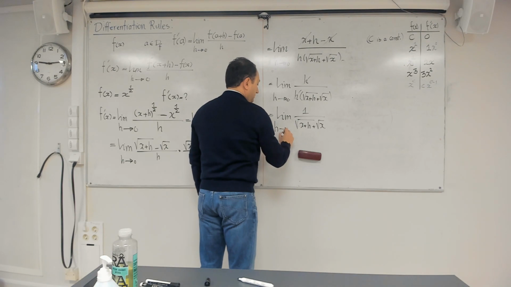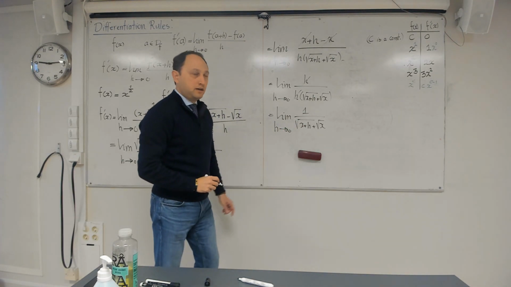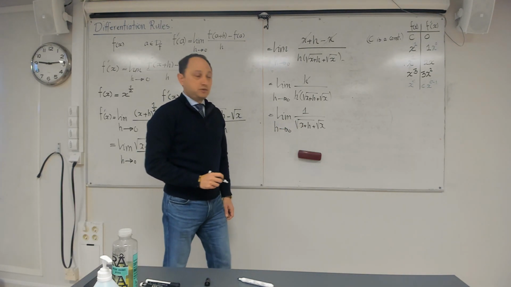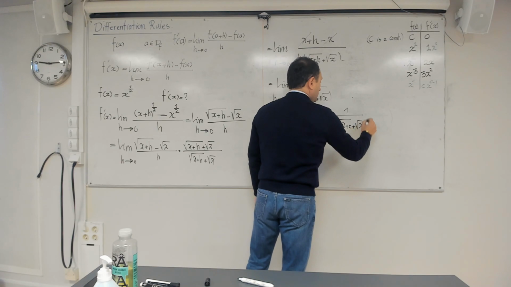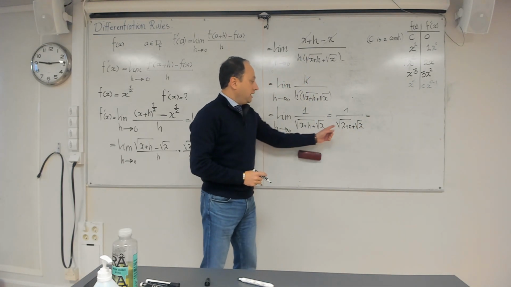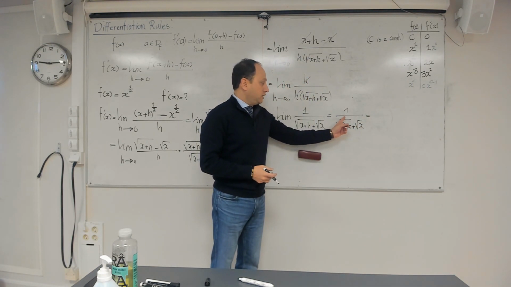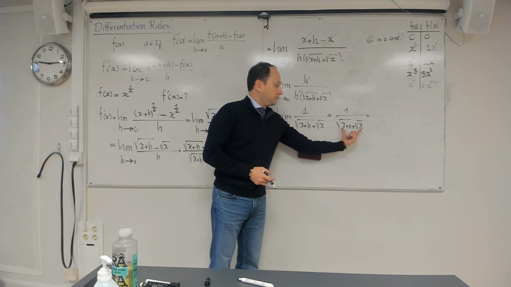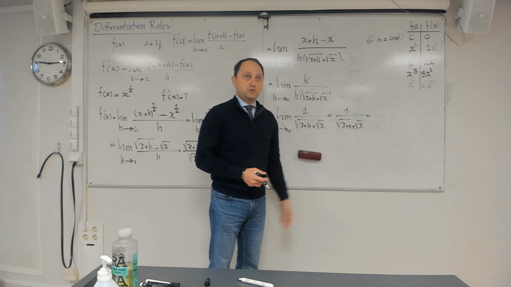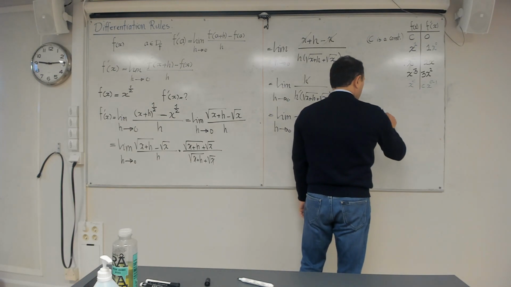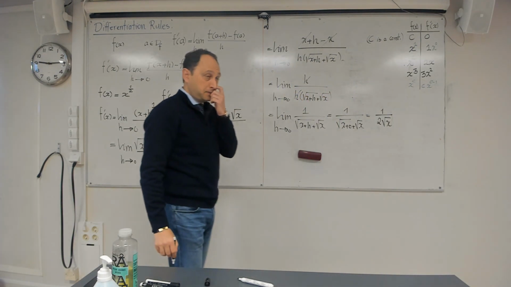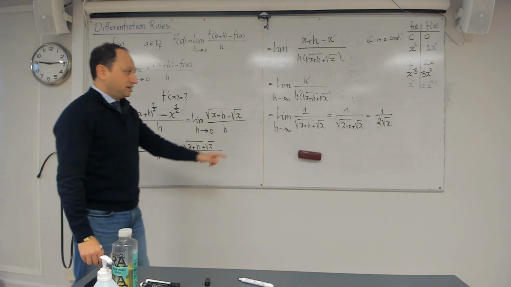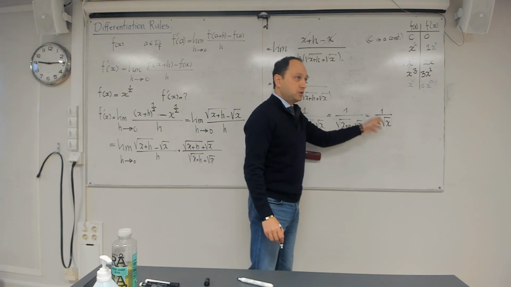As h goes to 0, what would be the answer now? I need to replace h with 0. So what happens? It becomes 1 over the square root of x plus 0 plus the square root of x. What's the answer? x plus 0 is just x, and the square root of x and another square root of x are combined, so it becomes 2 square root of x. So the answer is 1 over 2 square root of x. And that was exactly what I wrote there, if you remember.